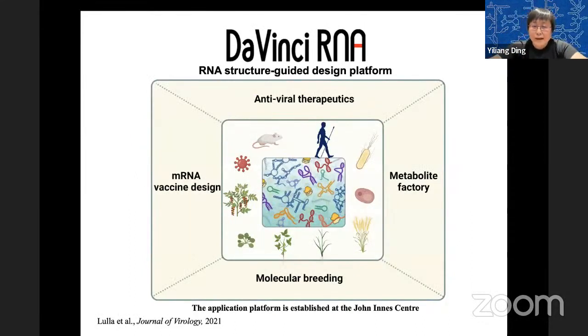I also want to say that during the pandemic, because we were accidentally involved in a coronavirus project, we noticed we could use our technology to help develop a new method to treat coronavirus. So our institute in the past year established an RNA structure guided design application platform, which we named Definitely RNA, and which is currently translating our new knowledge and technology to benefit a broader society. We are going to start with four major applications: mRNA vaccine design, antiviral therapeutics, metabolite factory, and molecular breeding. We are really excited about the next phase of development.